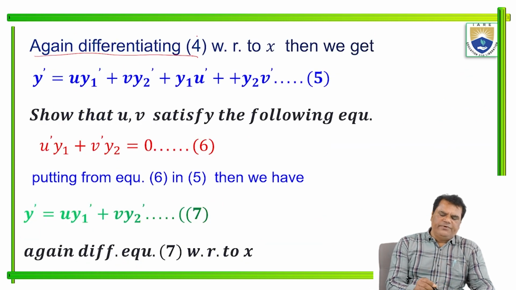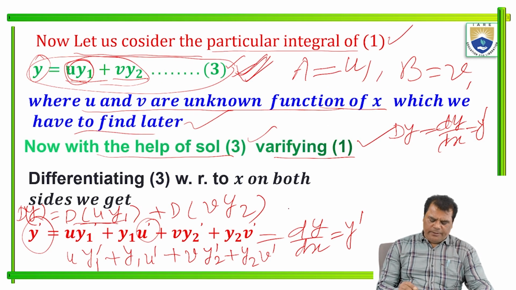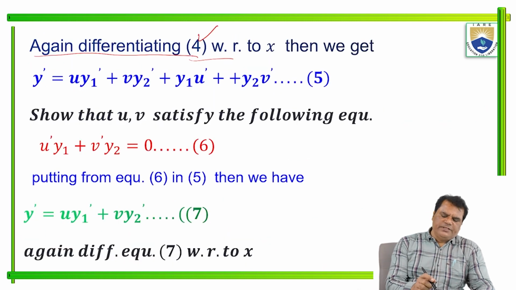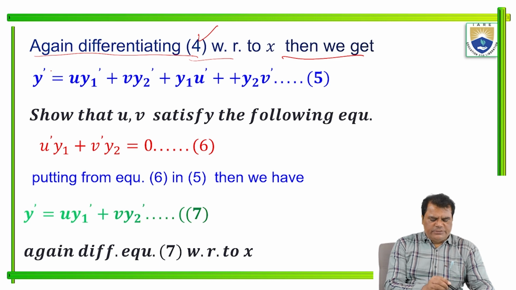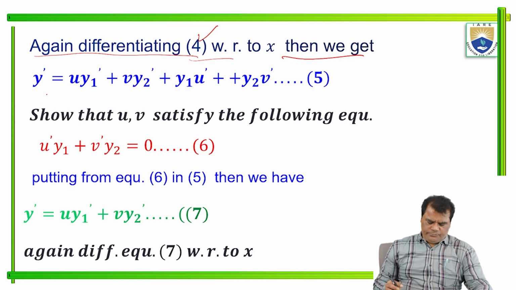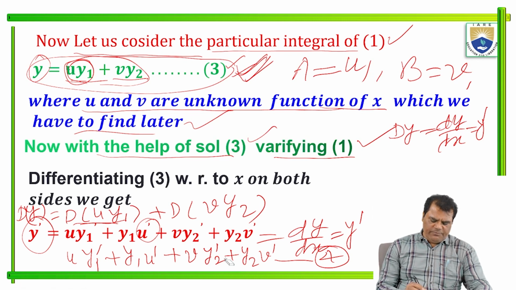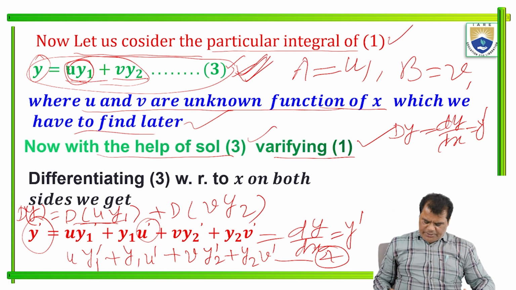Now again differentiating equation 4 with respect to x, what do we get? We get y double dash. Here we have u y1 dash, plus y1 u dash, plus v y2 dash, plus y2 v dash. So now we differentiate again.